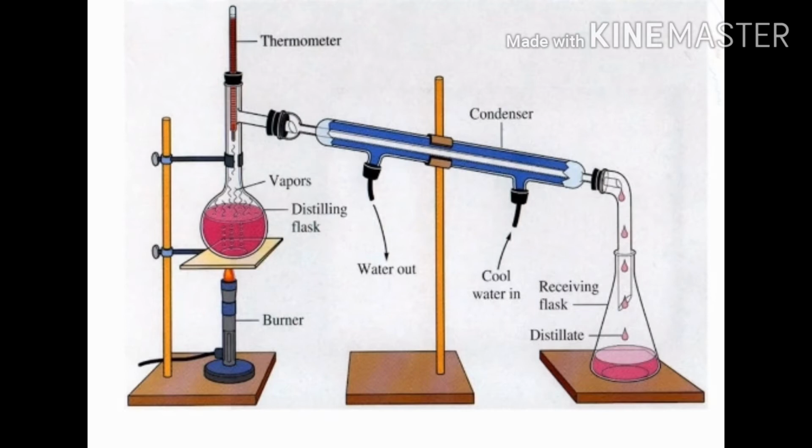How to distill the liquids? See the picture. A distillation flask is fixed with a water condenser. A thermometer is introduced into the distillation flask through a one-holed stopper. In the upper side of the flask we insert one thermometer. The bulb of the thermometer should be slightly below the side tube. Is it clear?